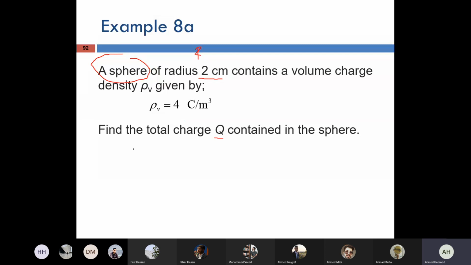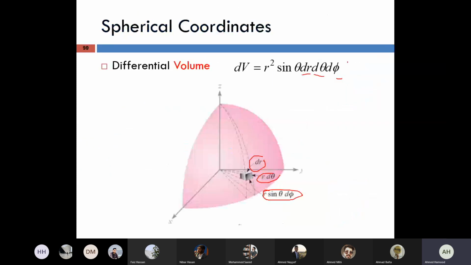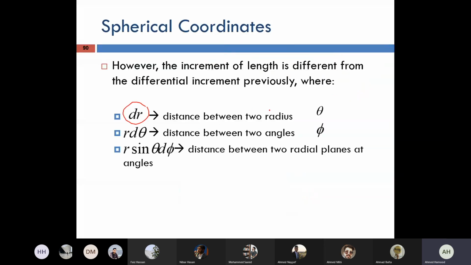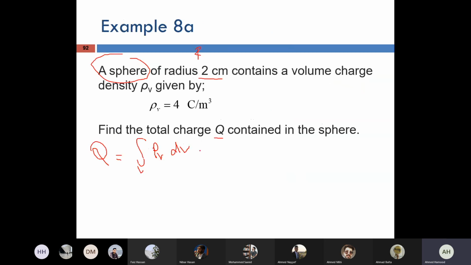So this example is fixed. Q is equal to the integral of rho V dV. What is the volume element? You go back and check, you have this equation. This equation is fixed, so I will just rewrite it.